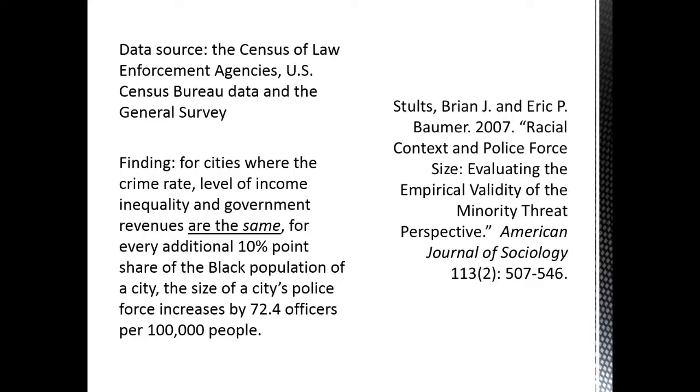So an additional step toward incarceration in the justice system comes from being surrounded by police at the city level. The question is, are there some cities that have more police, some cities that have a smaller police force?